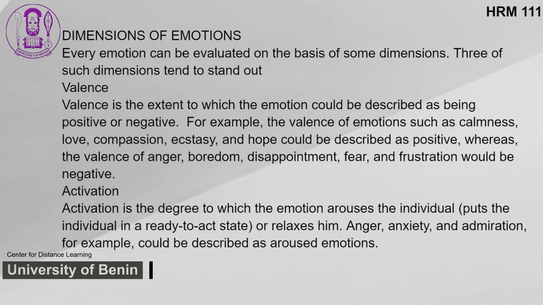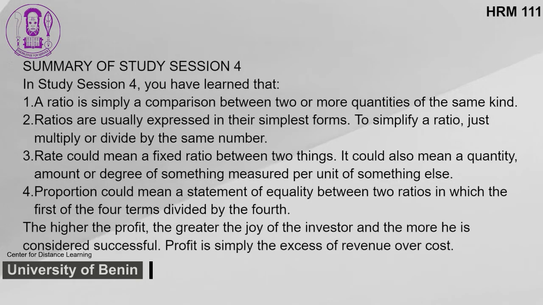Activation. Activation is the degree to which the emotion arouses the individual, puts the individual in a ready-to-act state, or relaxes him. Anger, anxiety, and admiration, for example, could be described as aroused emotions. Power. Power is the extent to which the emotion is dominant or submissive. It could be seen as the degree to which the emotion is noticeable to others. Jealousy and envy are 2 examples of emotions that could be very submissive until they translate to more noticeable emotions such as contempt or anger.